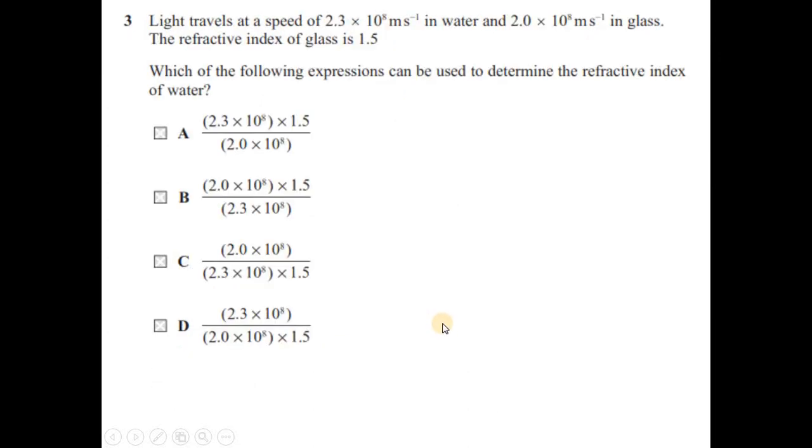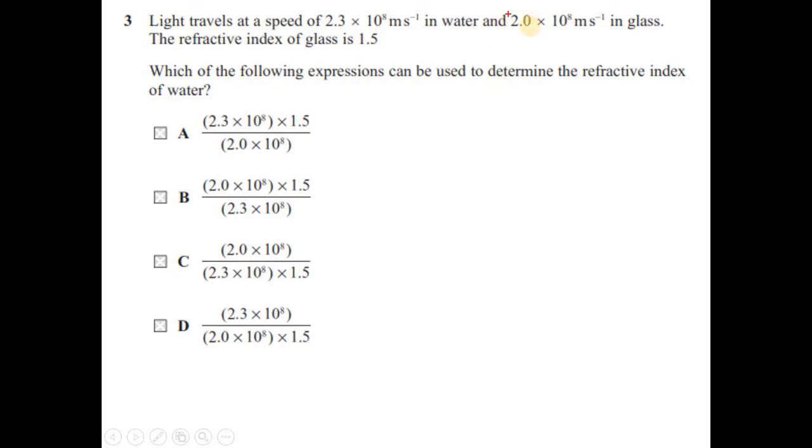Question number 2. Light travels at a speed of 2.3 × 10^8 meters per second in water and 2 × 10^8 meters per second in glass. The refractive index of glass is 1.5. Which of the following expressions can be used to determine the refractive index of water?